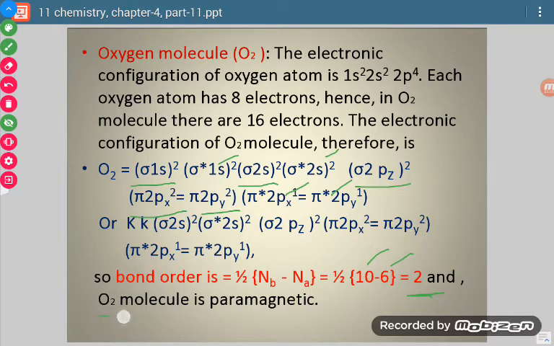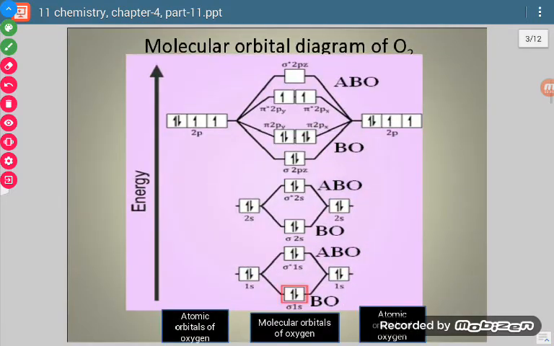Okay. So we will say the O2 molecule is paramagnetic. Why are we saying paramagnetic? Because there is presence of unpaired electrons in the molecular orbitals of this species. Okay. So we are saying the bond order value is 2 and it is paramagnetic.